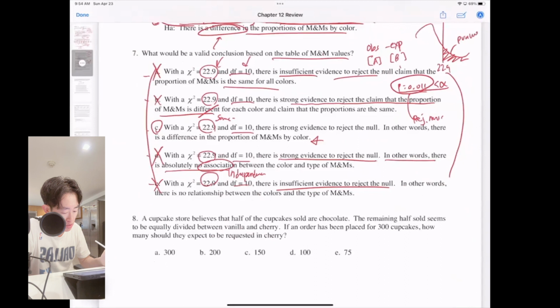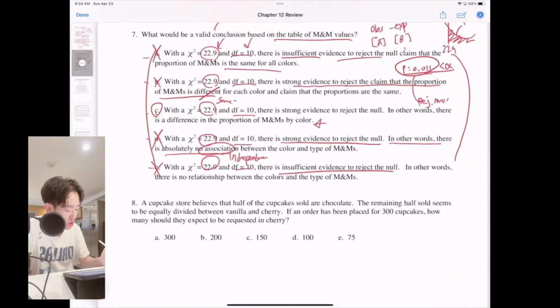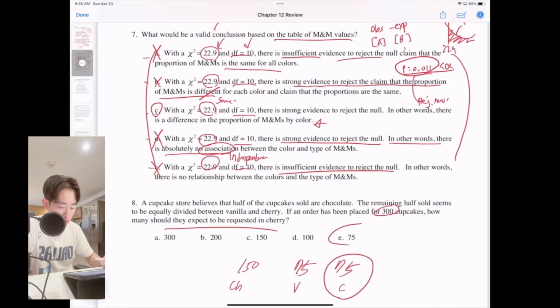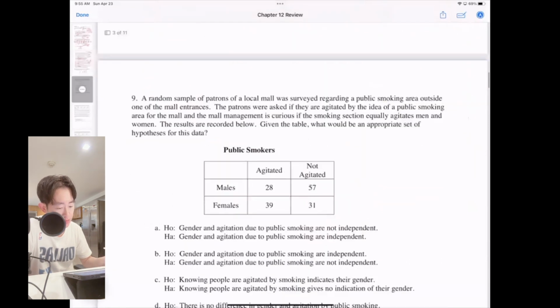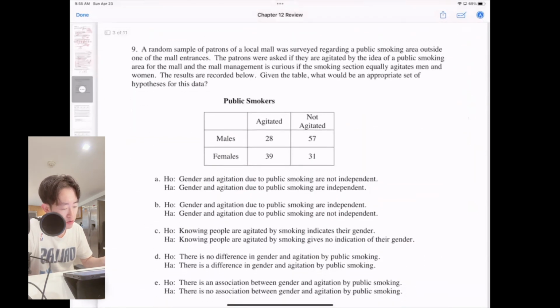Number 8, the cupcake store believes half of the cupcakes sold are chocolate. The remaining half sold seems to be equally divided. So we have 3 flavors. If an order has been placed for 300, how many should they expect to be cherry? Well, 150, 75, 75. Half are chocolate, the rest are vanilla and cherry. So for cherry, it should be 75. That one was easy.